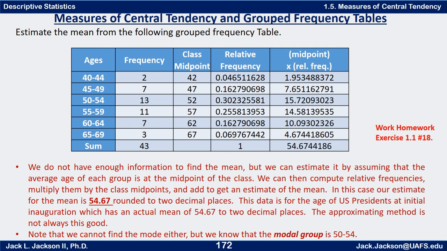So in fact, this data is actual data. This is data from the ages of U.S. presidents at initial inauguration, a data set that we've been going back to many times in these videos. And this is if we were grouping them together. And we came up with an average of 54.67 rounded to 2 decimal places. So about 55.